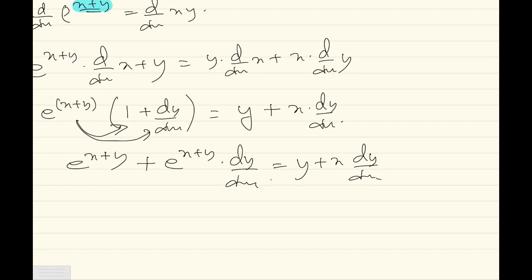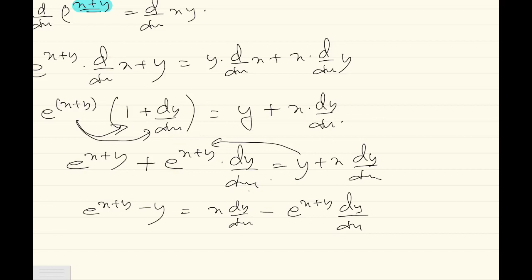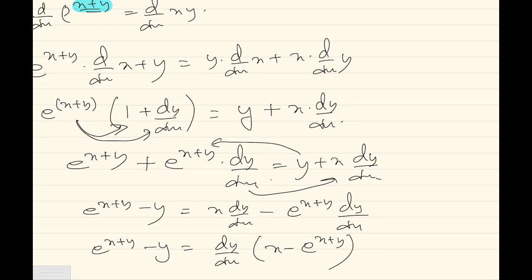Now e to the power x plus y minus y, this moves towards this side, and on that side I'll get x dy by dx minus e to the power x plus y dy by dx. What happened? This moved to the other side. Then e to the power x plus y minus y, here dy by dx is common, and I get x minus e to the power x plus y. Correct? Check this out. Okay, great.